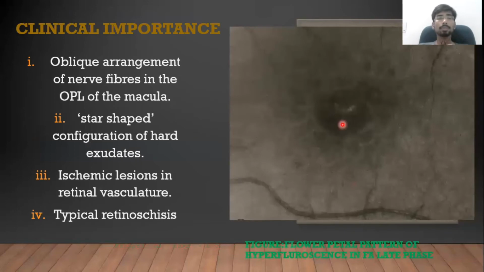Clinical importance: the oblique arrangement of nerve fibers in the outer plexiform layer of the macula gives a star-shaped configuration of hard exudates, seen in ischemic lesions in the retinal vasculature.